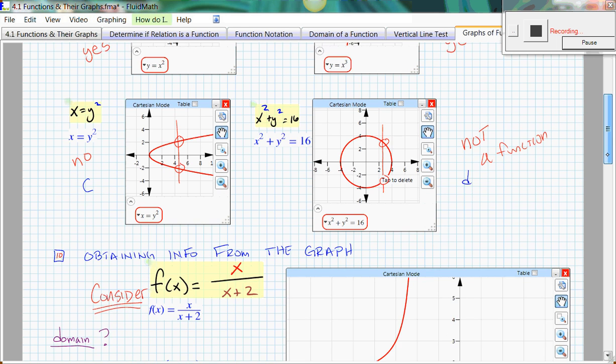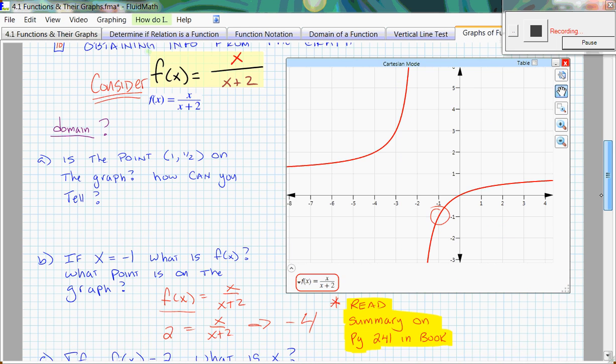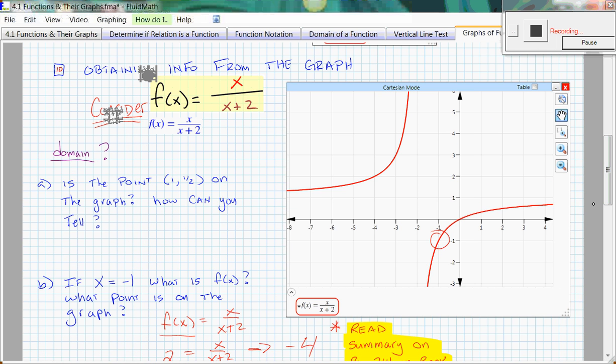Okay. Then we went on to a conceptual problem for the last thing here. Consider the following function, f of x is x over x plus 2. It's a rational function. We talked about the domain. The domain is all real numbers x such that x is not equal to negative 2, since a negative 2 placed in the bottom will give me a 0, so we can't have that.